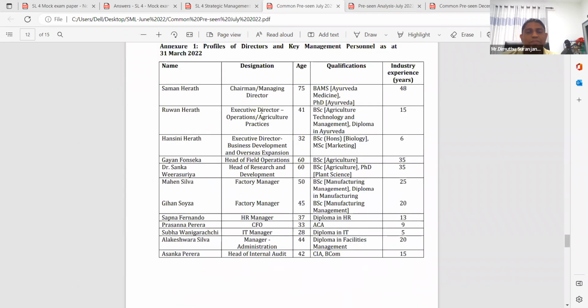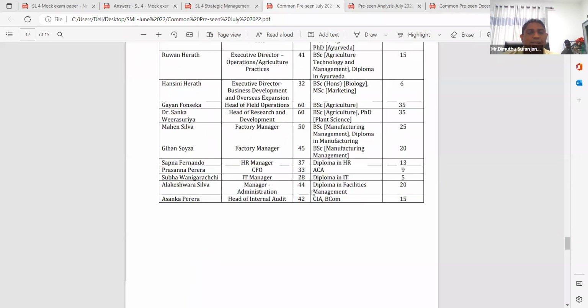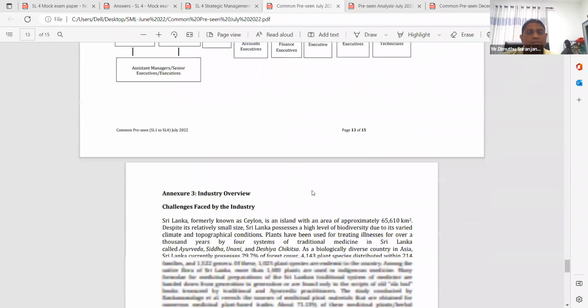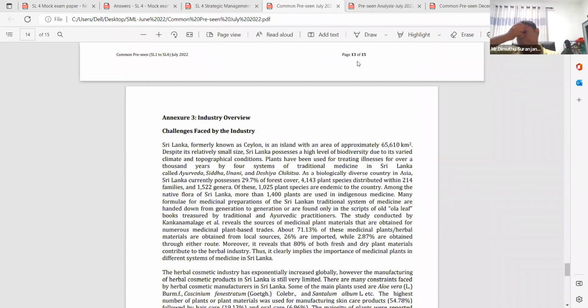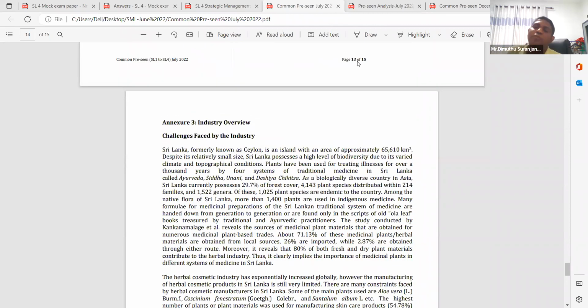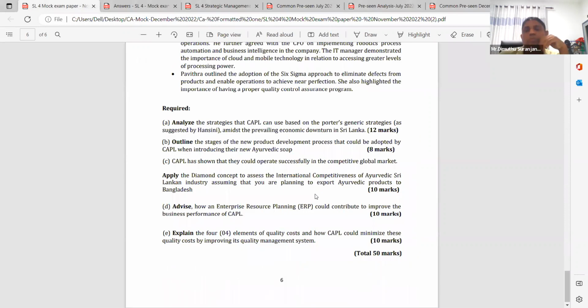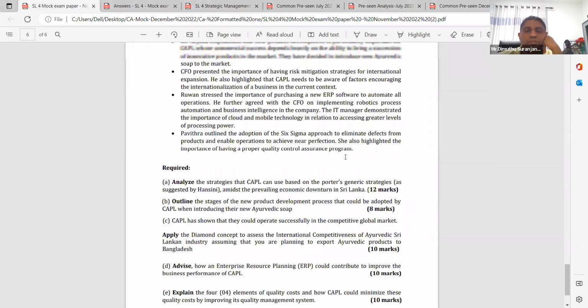Now you can see some information about their directors also, the board of directors. Then the industry overview is also given. That may be helpful for doing analysis like PESTEL. So the challenges faced by the industry are given. Right. Now, if you look at the unseen information, what additional information have they given?